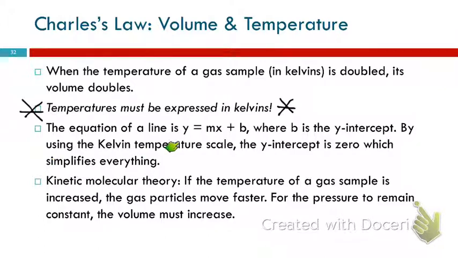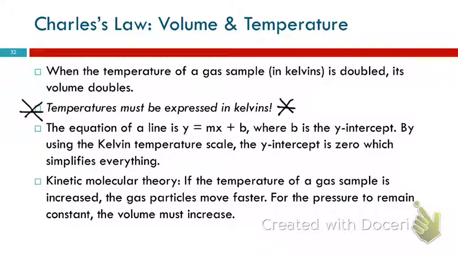The equation of a line is y equals mx plus b. So if we have y being the volume and x being the temperature, if we use the Kelvin scale, then our intercept is 0, and that makes the equation much simpler. And so then we get the V1 over T1 equals V2 over T2. That's the relationship we're using, and so we have to have an intercept of 0.